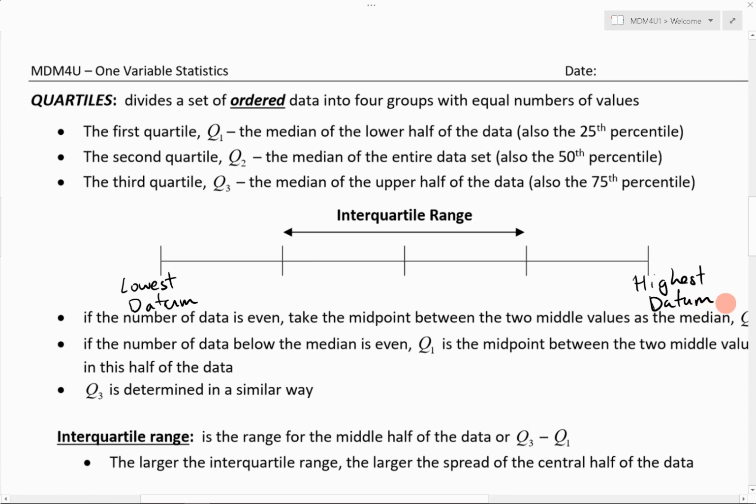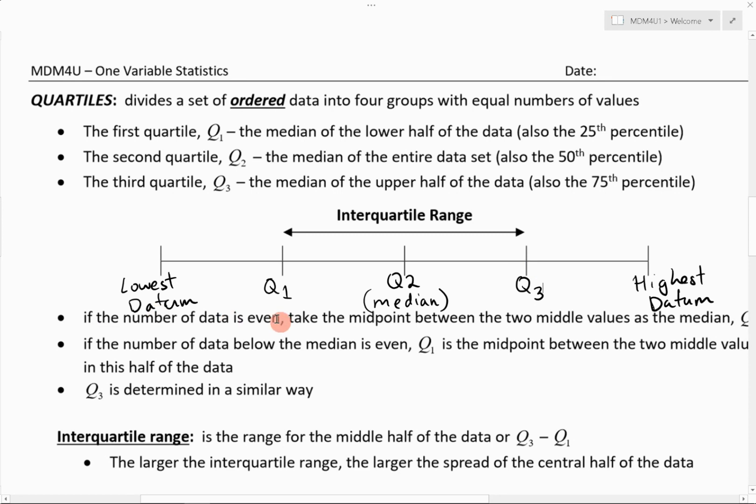And your quartiles are in between. So quartile number 2 represents your median, the median of the entire data set. And quartile number 1 is the first 25%, and quartile number 3 is your 75th percentile.